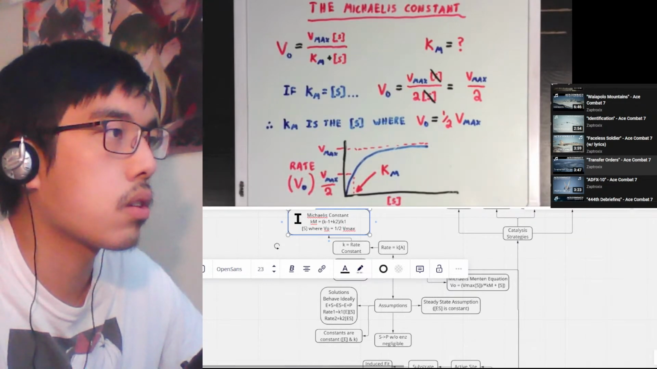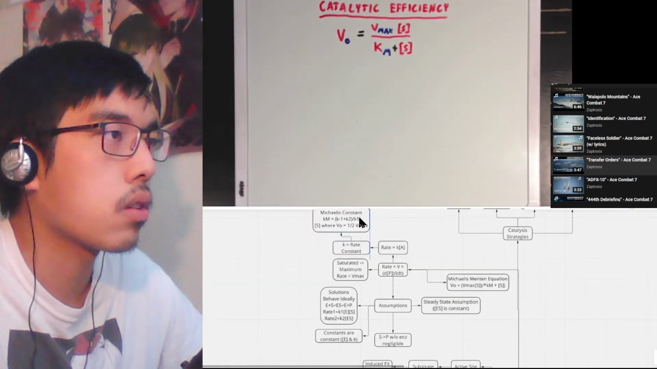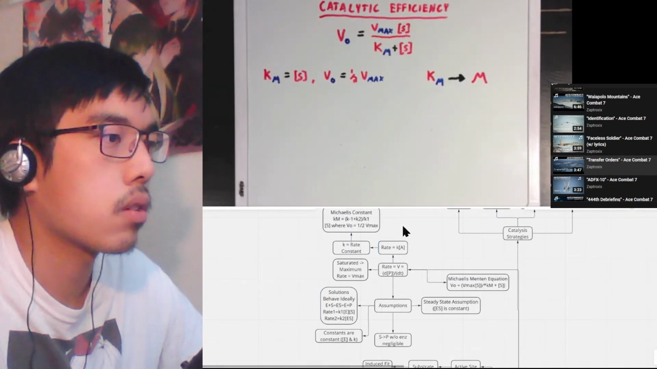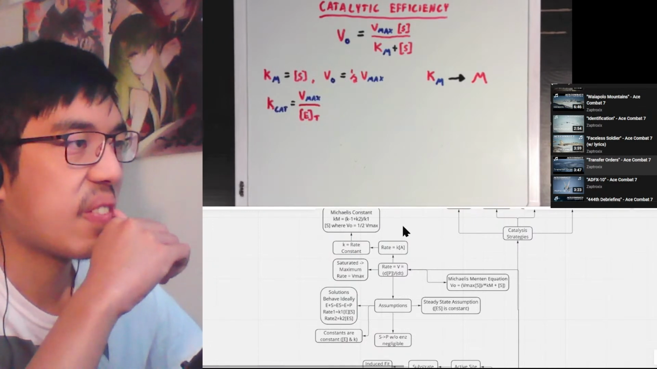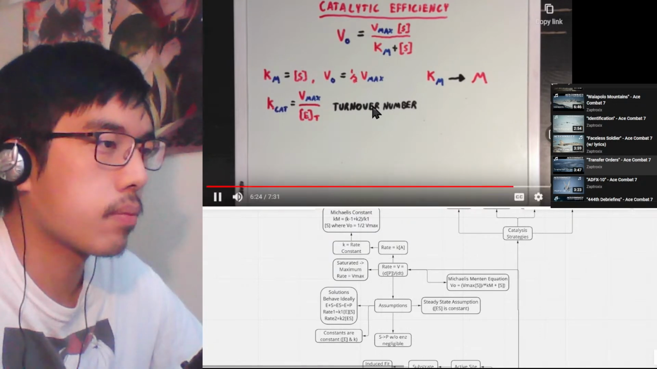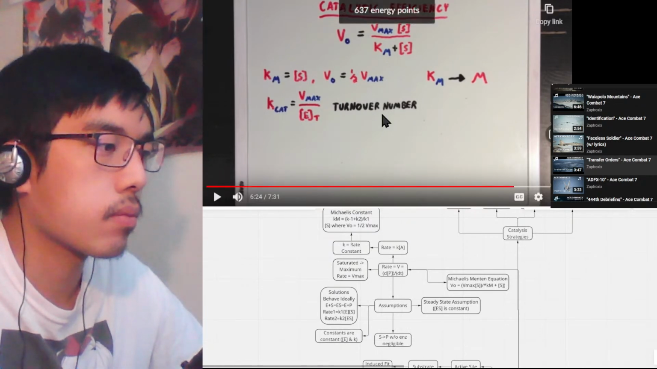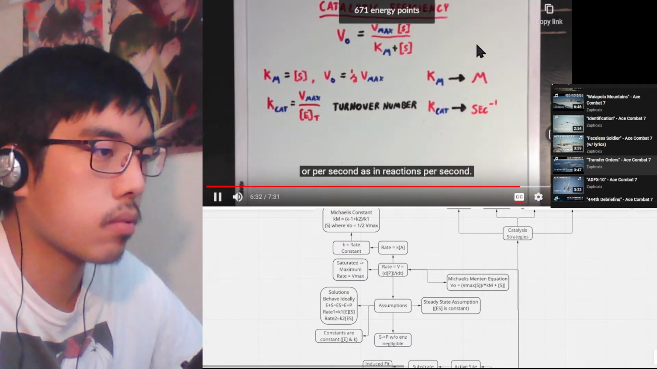We can use this Km term to quantify an enzyme's ability to catalyze reactions, which we call catalytic efficiency. So I'll rewrite the Michaelis-Menten equation. Remember, we defined Km as a substrate concentration, where V0 is 1/2 Vmax. And since it's a concentration, it will be in units of molar, or moles per liter. But now I'm going to throw a new term at you called Kcat, which is equal to the maximum speed of a reaction divided by the total enzyme available. And we call this the enzyme's turnover number. All this term is how many substrates an enzyme can turn into product in 1 second at its maximum speed. And we measure it in units of seconds to the -1, or per second, as in reactions per second.